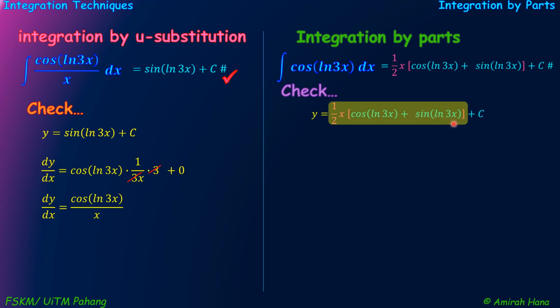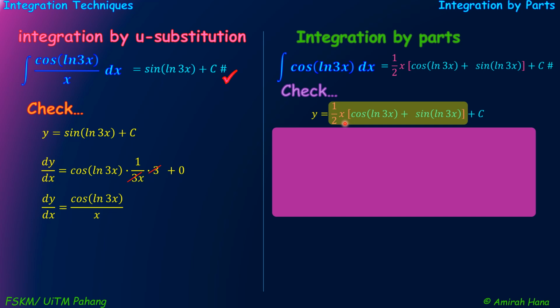Here, we need to differentiate using the product rule because we have a multiplication operation here. So using the product rule, we need to identify u and v. Our u equals half x and our v equals cos ln 3x plus sin ln 3x. And then we need to find u prime and v prime. u prime equals half, and for v prime, we differentiate this using the composite rule.